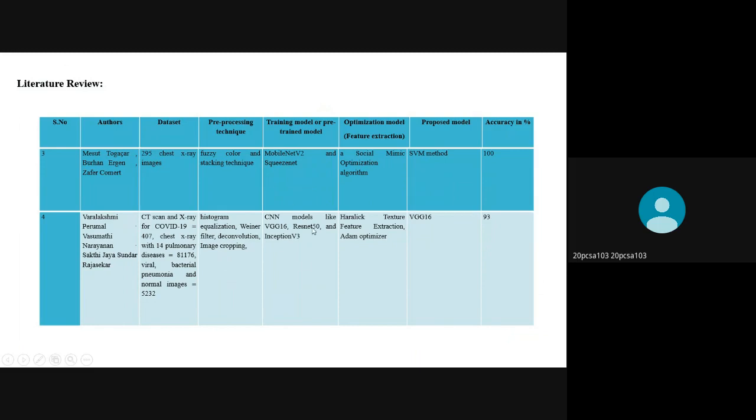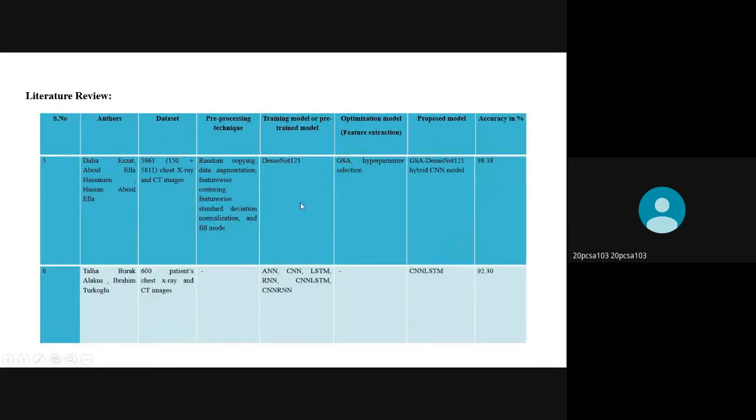Various CNN models like VGG16, ResNet 50, Inception V3 are used. Adam optimizer optimized randomly initialized weights and bias. Misclassification rate was calculated and compared for all these pre-trained models. Among all these models, VGG16 provides 93% accuracy.